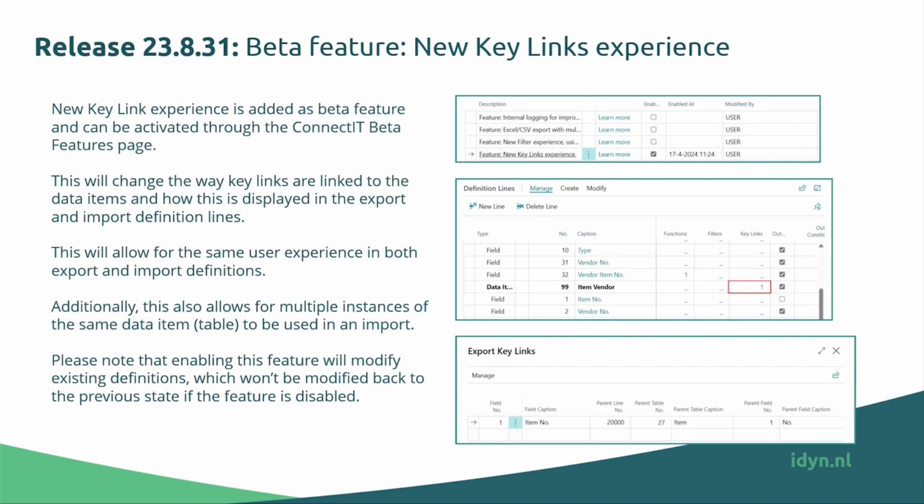Then we have our second beta feature, and that's the new key links experience. Here we have changed the way that key links are displayed and connected to definition lines, both for import and export definitions, where you can now see the number of key links related to a data item in the definition lines. This will also allow us to use multiple instances of the same table or same data item in import definitions, which wasn't officially supported in previous releases.